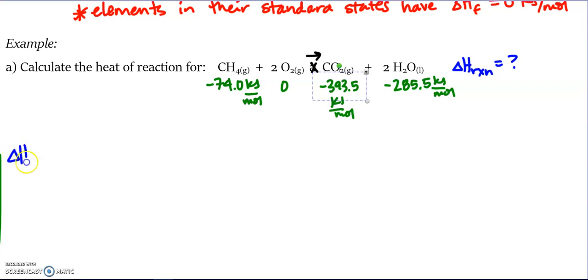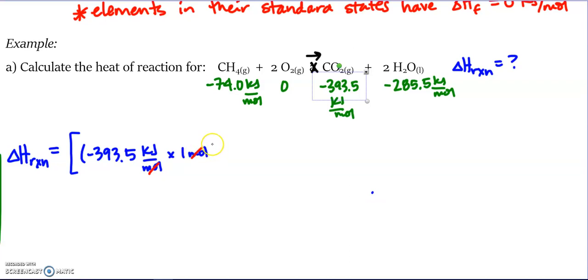So my delta H of my reaction. Okay, so I'm going to do all of the products in brackets here. So I'm going to do CO2. So I've got -393.5 kilojoules per mole. So I need to look at this and say, well, how many moles of CO2 are there? And there's only 1. So I'm going to write times 1 mole. And I know you're thinking, oh, times 1 doesn't change anything. Correct. But what I can see here is that my moles will divide out. So that's my first product.